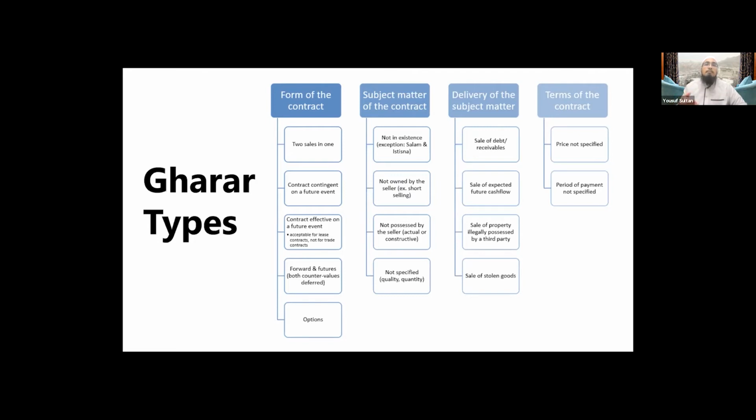Certainty means certainty in the variables or in the subject matters of the contract. So in the terms of the contract, for example, if the price is not specified, this is gharar. If the period of payment is not specified, this is also gharar. We will discuss this today also. These topics will overlap today, inshallah. So gharar is one of the things.